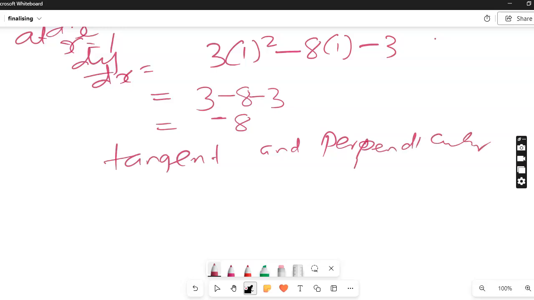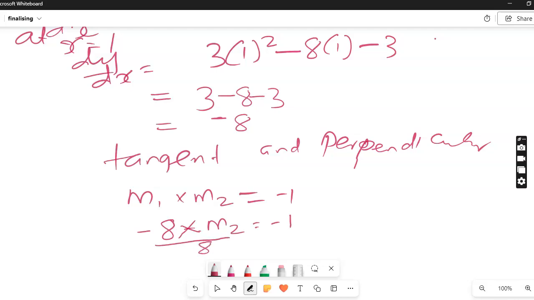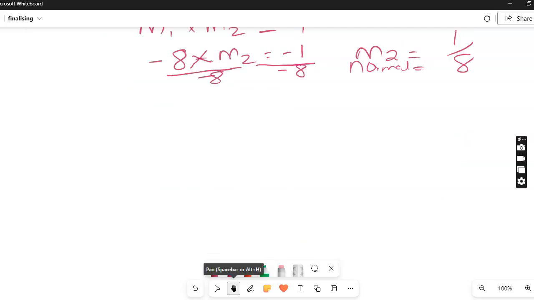So to get the gradient of the normal, we need m1 times m2 equals minus 1, because for perpendicular lines, the product of their gradients is equal to minus 1. So we have minus 8 multiplied by m2 giving minus 1. You divide by minus 8 on both sides, so we are going to have our m2 as positive 1 over 8, because minus 1 divided by minus 8 is positive 1 over 8. So the normal gradient is 1 over 8. So now we have the gradient of the normal.